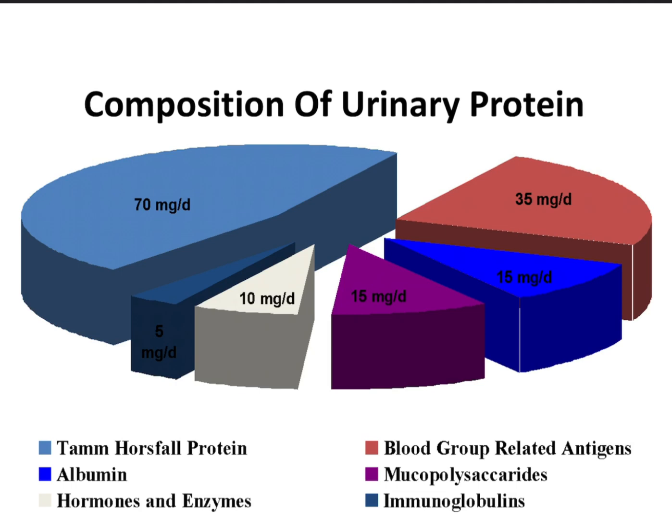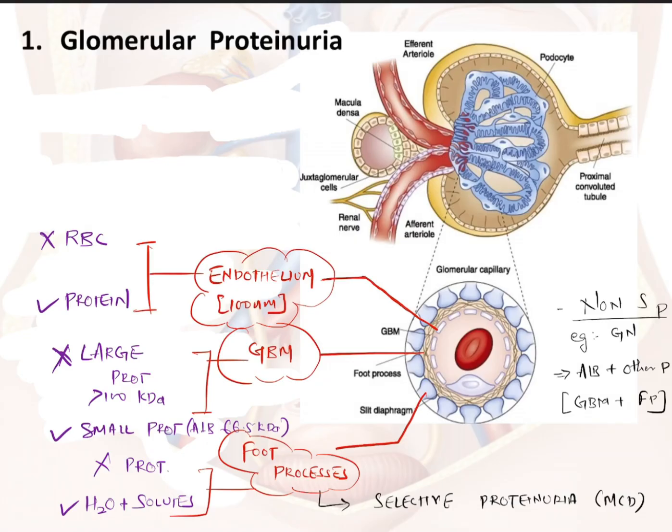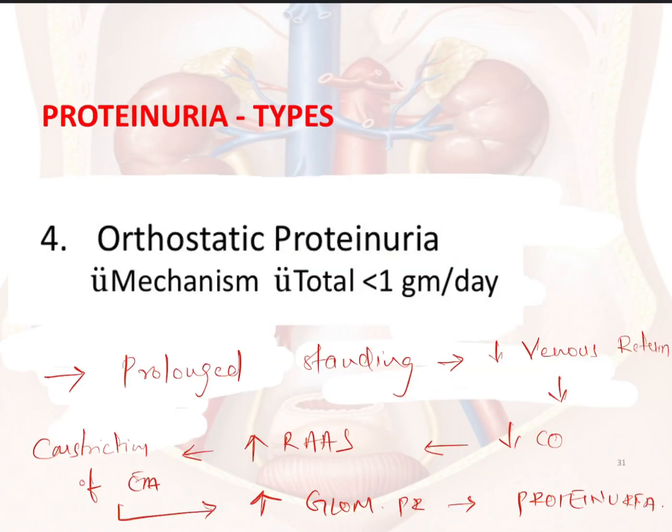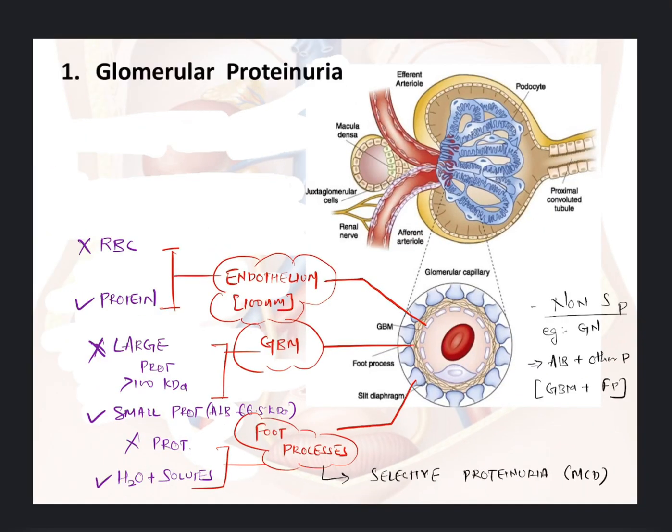Okay, so with proteinuria, you have to understand there are four types: glomerular proteinuria, tubular proteinuria, overflow proteinuria, and orthostatic proteinuria. To understand glomerular proteinuria, we have to understand that there are three layers in the glomerulus. The innermost is the endothelium, which has pores of 100 nanometers, which allows all the proteins, large and small, but doesn't allow any blood cells, RBCs, WBCs, anything.